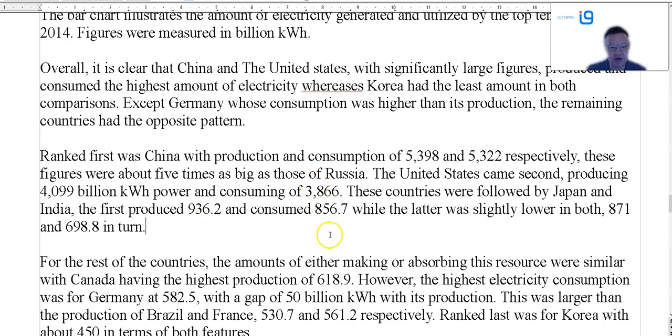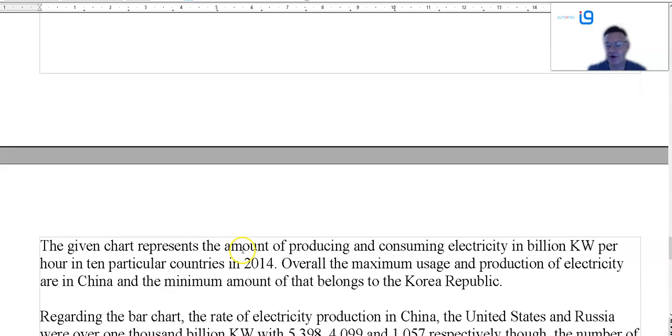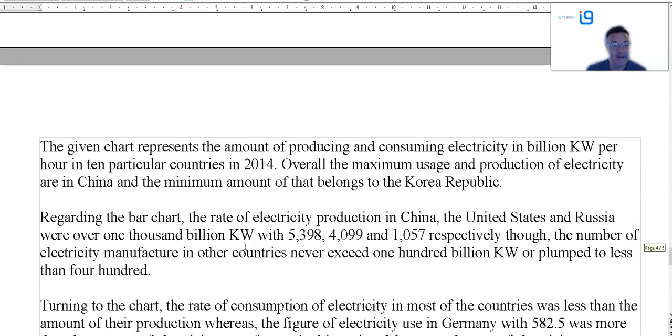Okay. Producing, consuming, 6 comes from Japan, the rest of the countries are either making or absorbing this resource. That's not very good. That's production. So it would have been, that's 210, right? It would have been easier to do as I did, essentially. Okay, the given chart represents 2014, maximum users in China. So that's not bad. They've got the biggest and the smallest, but they haven't mentioned that key thing: 9 out of 10 produce more than they consume.